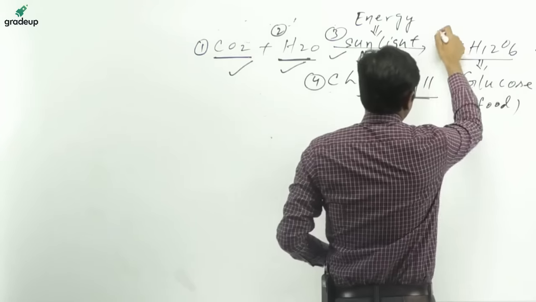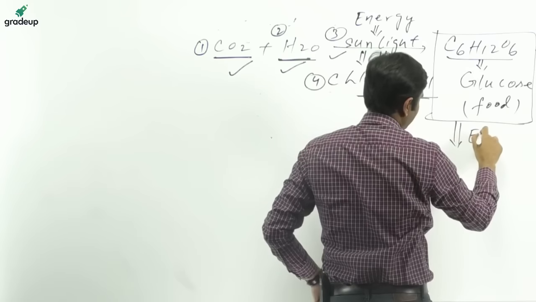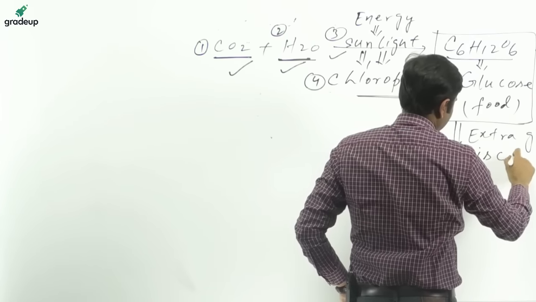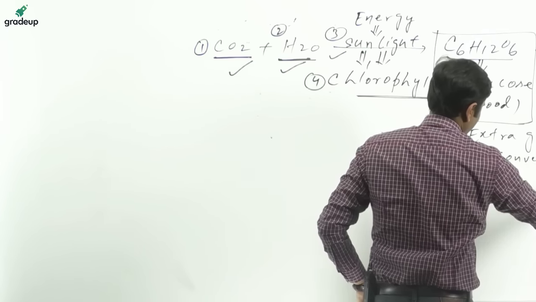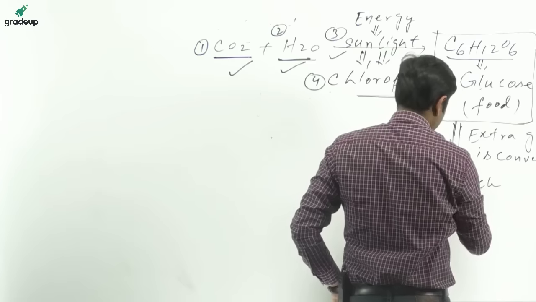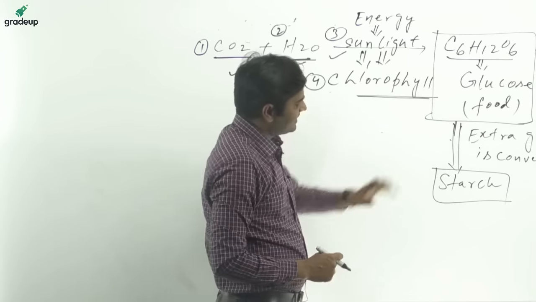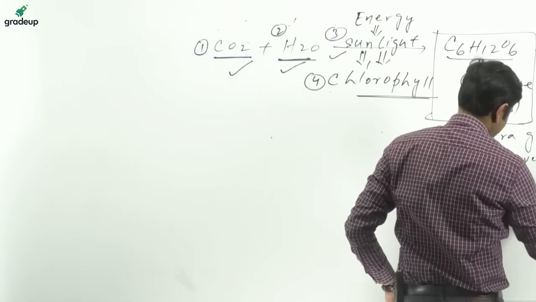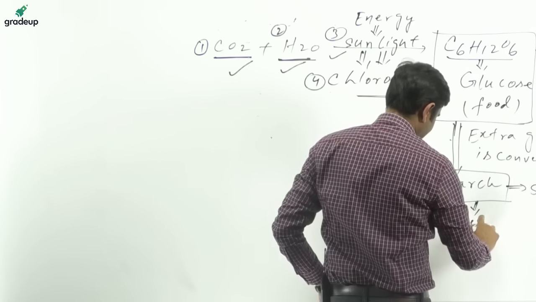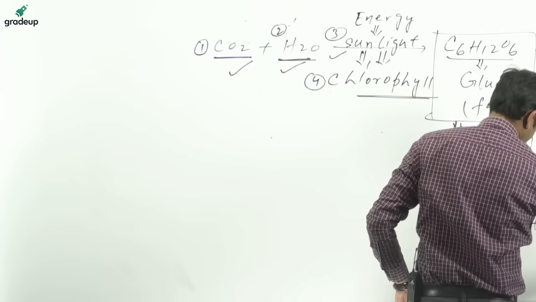Plants use glucose and extra glucose is converted into starch and stored in leaves, vegetables and fruits.